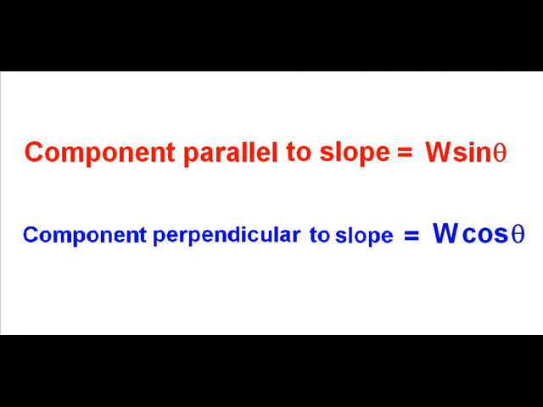The component perpendicular to the slope has its maximum value when theta is 0, and as theta increases, this component reduces. That's why it's given by the formula W cos theta.